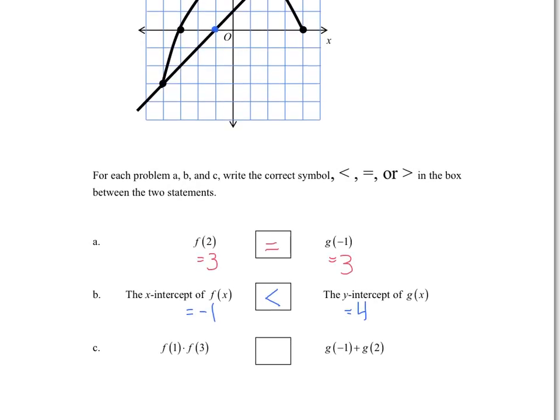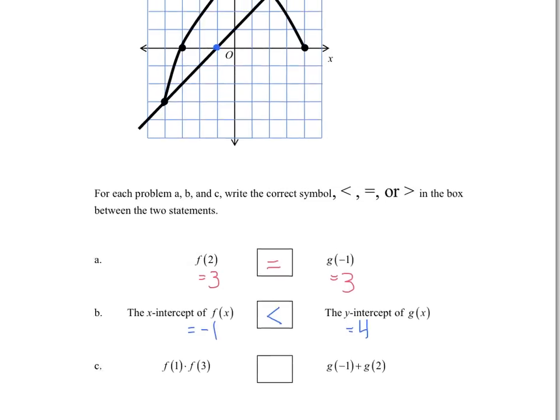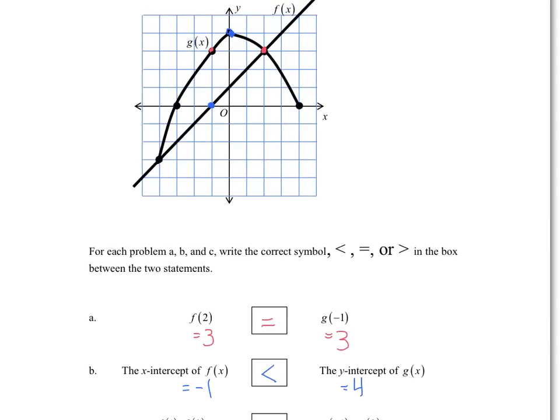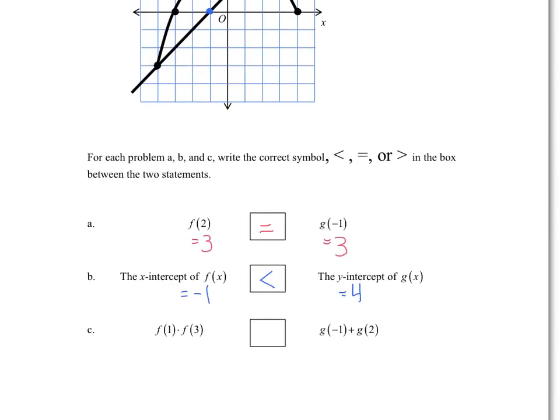Finally, we have f of 1 times f of 3. Well, looking at that, f of 1 is right here, and f of 3 is right here. So f of 1 is 2, and f of 3 is 4, and 2 times 4 is 8.